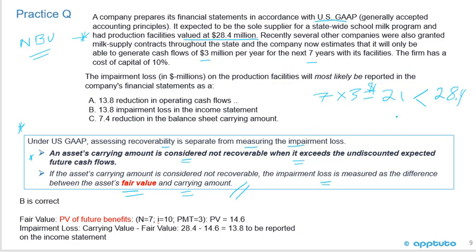So if you made a little bit of a mistake and said, well, that's the fair value, because it has the word value there, 28.4 minus 21 gives me my 7.4. Aha, I'm going to choose C. No, I'm going to be wrong according to the answer for this calculation, because the fair value in this case is the present value of the future benefits.